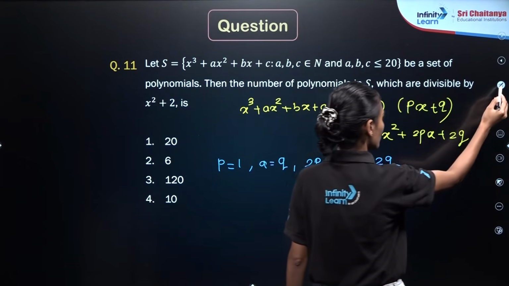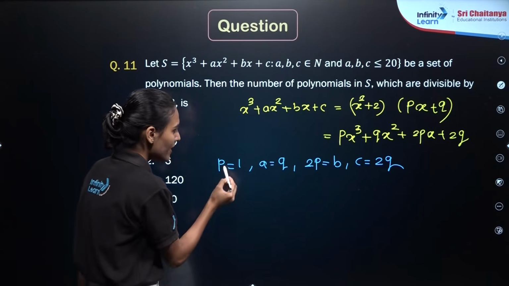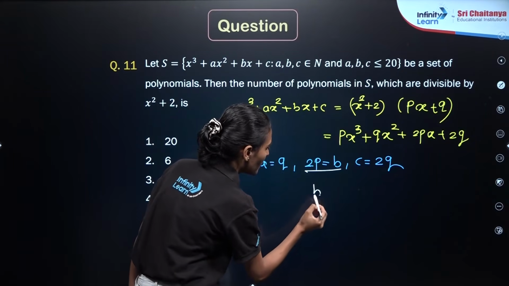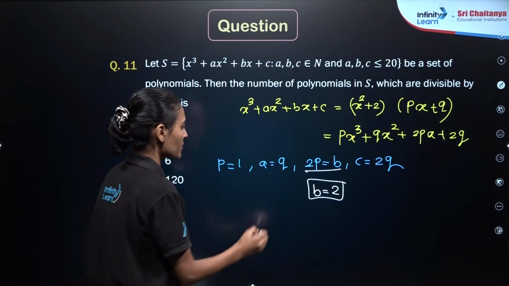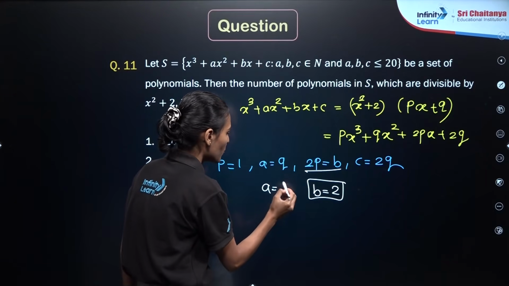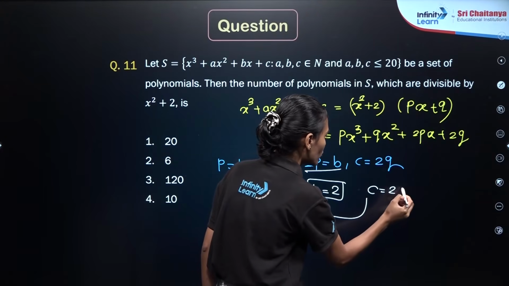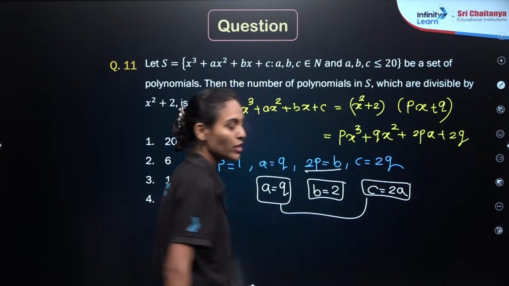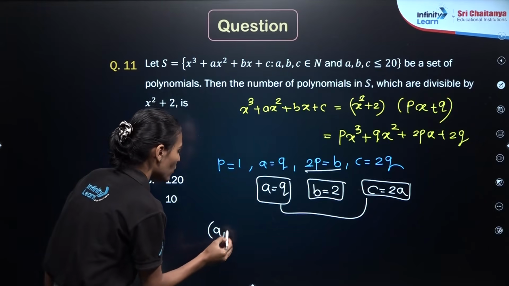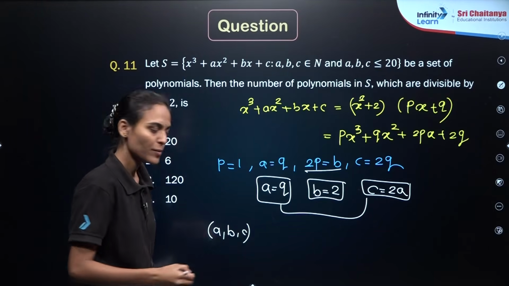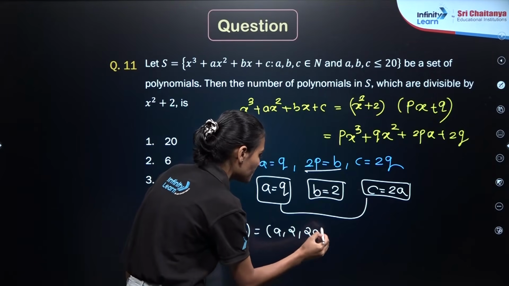So now you can substitute the respective values. See, p equal 1, right? If p equal 1, I will get b as 2, a fixed value, and then you have a equals q. A equals q implies I can write c as 2a because q equals a. Now in your polynomial, the variables are a, b, c. So it will be of the type a, then 2, and then 2a.